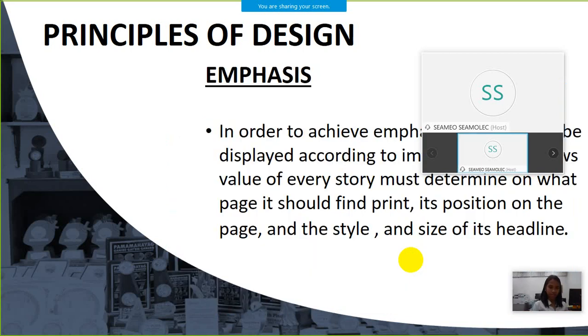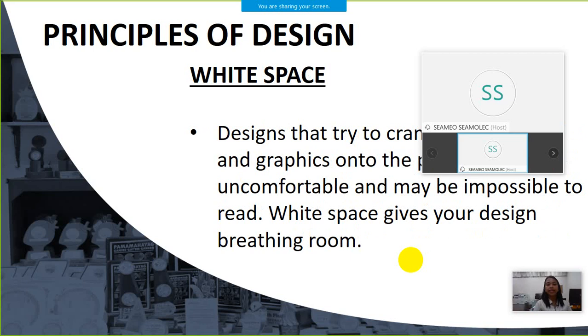So another one is emphasis. In order to achieve emphasis, news should be displayed according to importance. The news value of every story must determine what page it should find print, its position on the page, and the style and size of its headline. As an editor, you have to decide which elements are most important or visually interesting. Remember that you have to display the news from the most important to the least important.